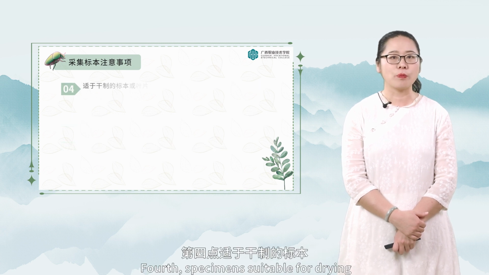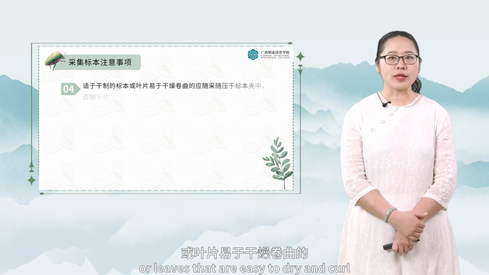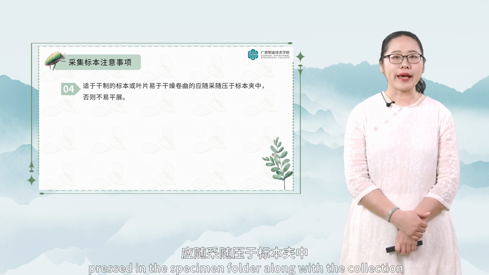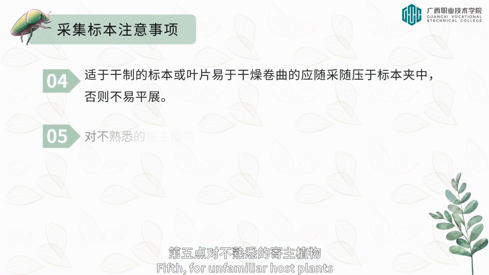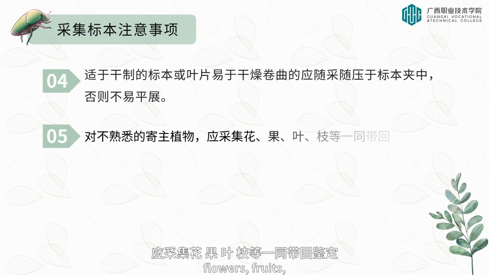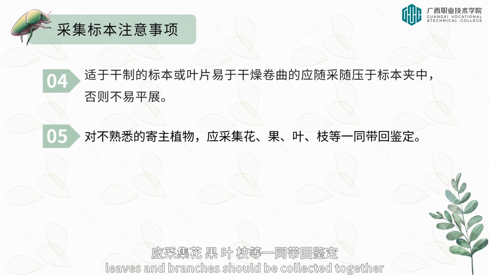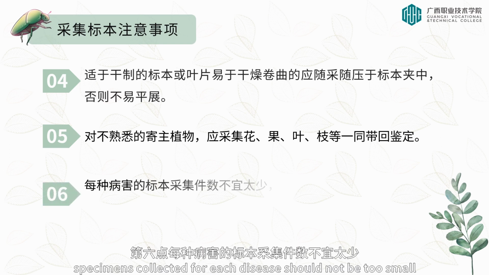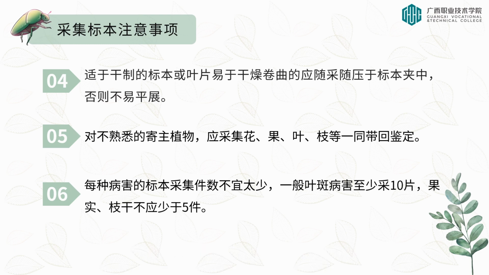Fourth, specimens suitable for drying or leaves that are easy to dry and curl should be pressed in the specimen folder along with the collection. Fifth, for unfamiliar host plants, flowers, fruits, leaves, and branches should be collected together for identification. Sixth, the number of specimens collected for each disease should not be too small.